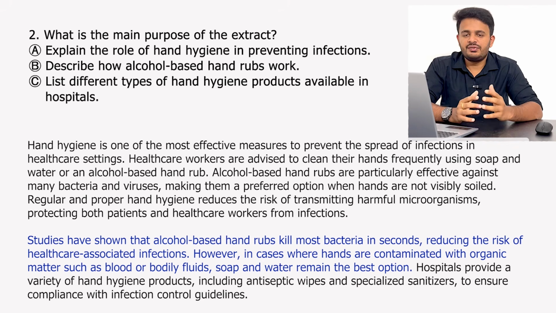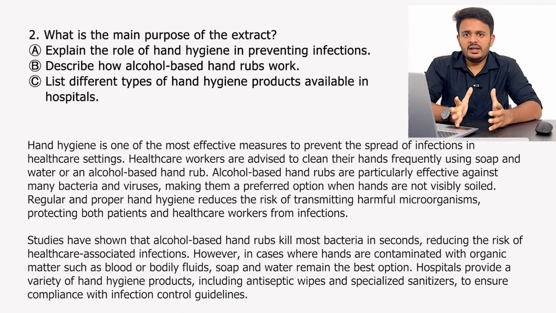the best option. So the first sentence states that alcohol-based hand rubs are preferred because they eliminate most of the bacteria. However, if the hands have any kind of body fluids like blood, then the best option is soap and water. Hospitals provide a variety of hand hygiene products including antiseptic wipes and specialized sanitizers to ensure compliance with infection control guidelines. So the last sentence lists the kind of products that are available in the hospital to ensure hygiene, particularly hand hygiene. I hope you have understood the entire extract.